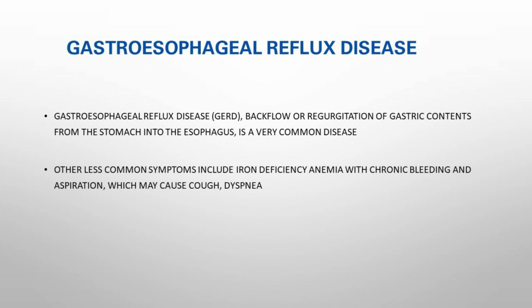Additional symptoms of GERD include acid indigestion and regurgitation, which often have a negative effect on quality of life. Other less common symptoms include iron deficiency anemia with chronic bleeding, and aspiration, which may cause cough, dyspnea, or pneumonitis. Sometimes substernal pain radiates into the neck and jaw or down the arms. Acid reflux may be worsened by a hiatal hernia, pregnancy, obesity, pernicious vomiting, or nasogastric tubes.